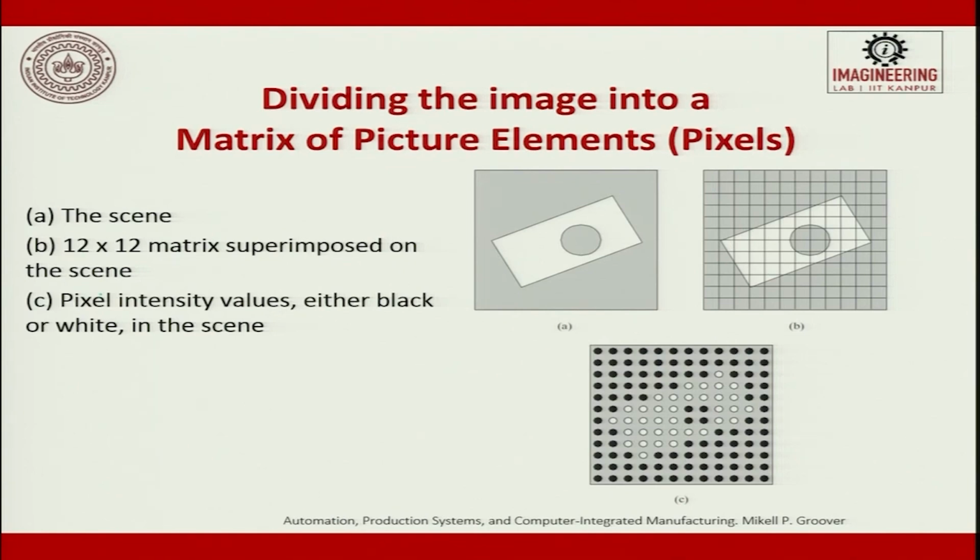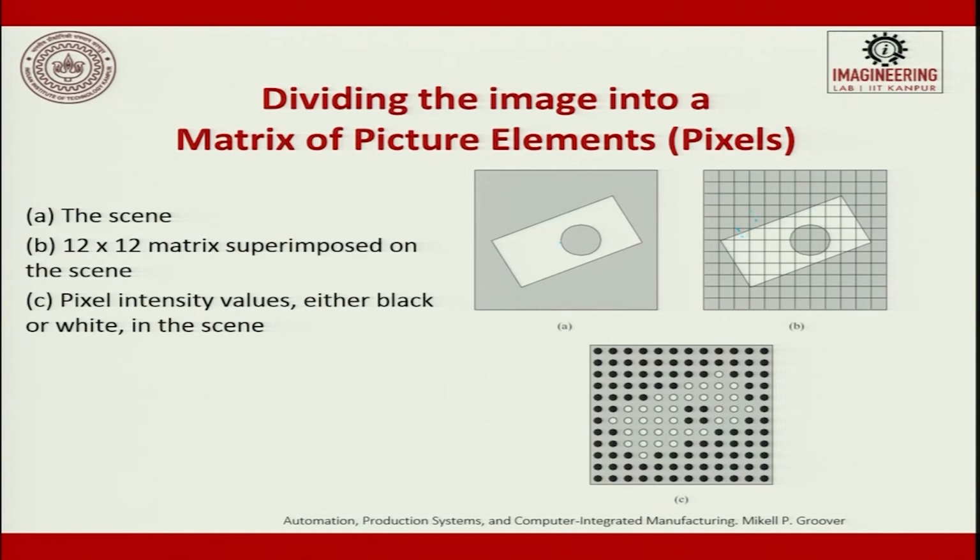So, a 12 cross 12 matrix is superimposed on the object, and wherever it is completely dark, that is to say there is no image present, it is declared as black, and wherever there is an image it is declared as white. There are certain portions where there is a mixture of black and white. So, depending upon the threshold value you set, that particular pixel is activated or not. Okay. So, that threshold you set.